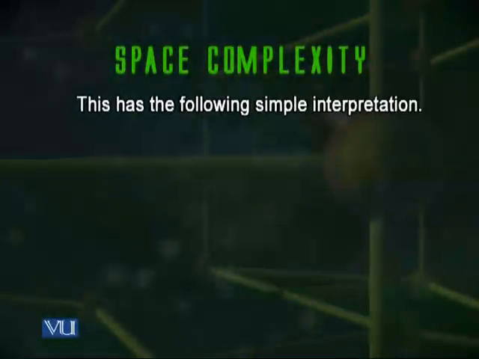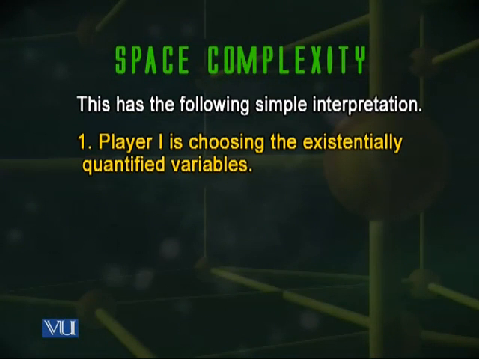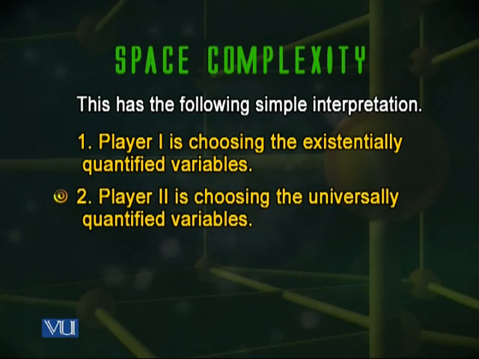Now, the way we have set up, if phi has alternating quantifiers, then for odd i, player 1 should be assigning values to those variables, and for even i, player 2 should be assigning values to those variables. And by choosing whether to go this way or that way, player 1 and player 2 are assigning true or false respectively to their variables. So, this simple observation has an interpretation. Player 1 is choosing the existentially quantified variables, and player 2 is choosing the universally quantified variables.